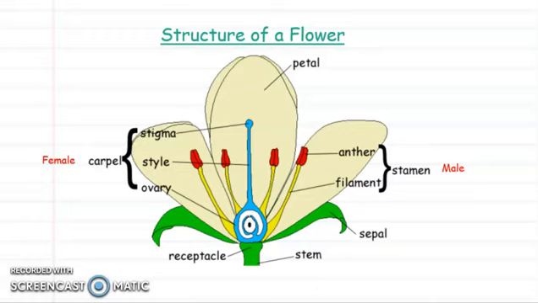In plants, flowers are the organs for sexual reproduction. The anther and the filament form the stamen. This is the male part of the flower, and the anther produces the pollen grains, which are the male gametes. The stigma, the style, and the ovary form the carpel. This is the female part of the flower. The ovary produces ovules, which contain the egg cells, which are the female gametes.